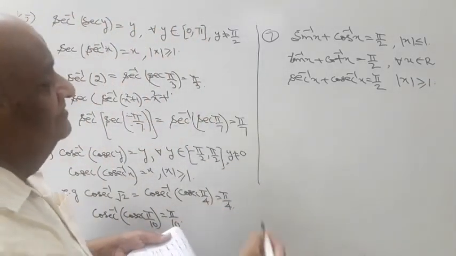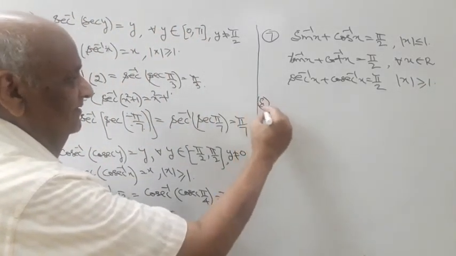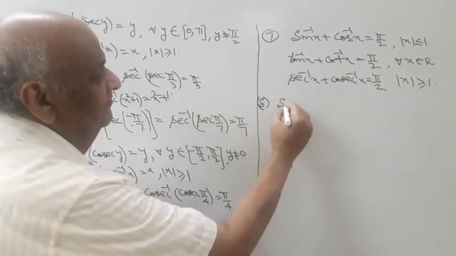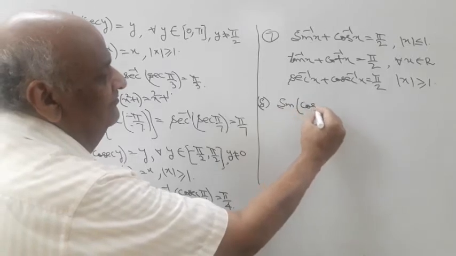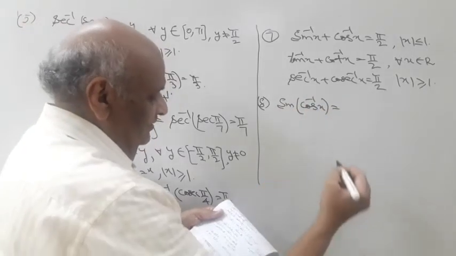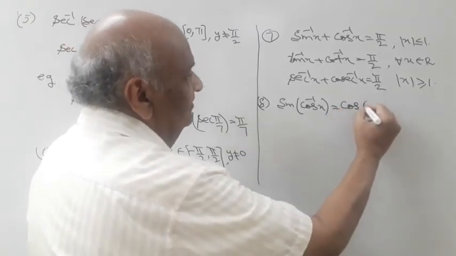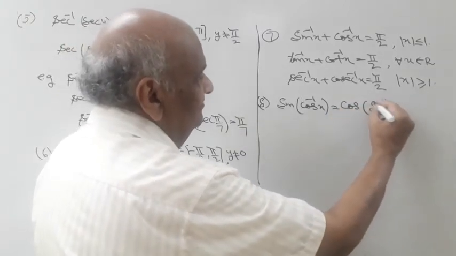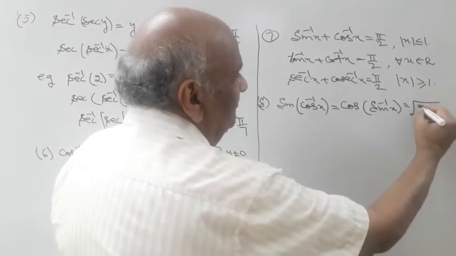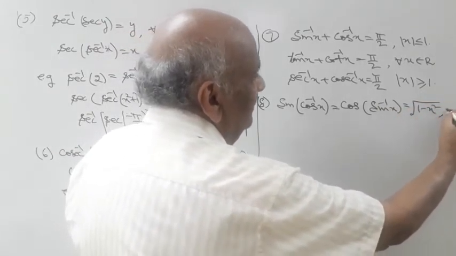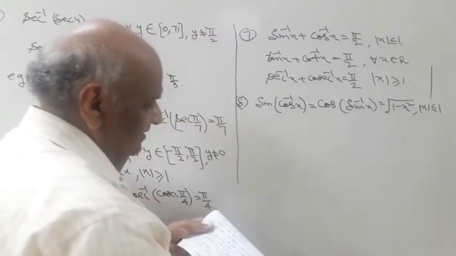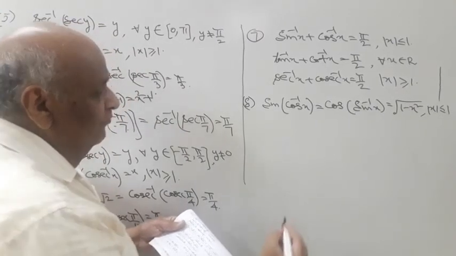Then we have in this case the property number 8. Correspondingly now we can have, see, sine of cos inverse x is equal to cos of sin inverse x is equal to under root of 1 minus x square, modulo x less than or equal to 1. Check out. Now say we want to give the proof also.